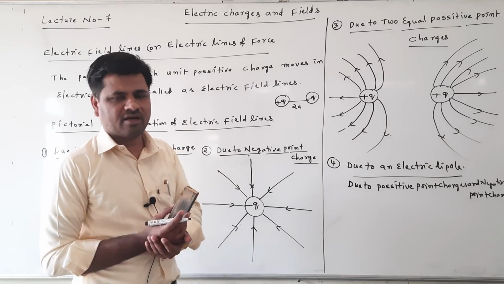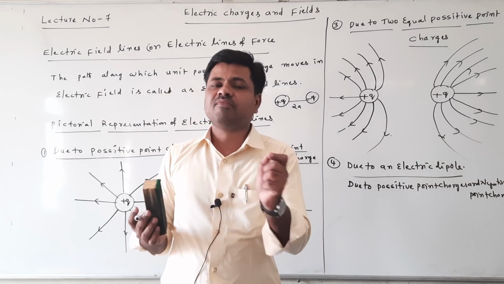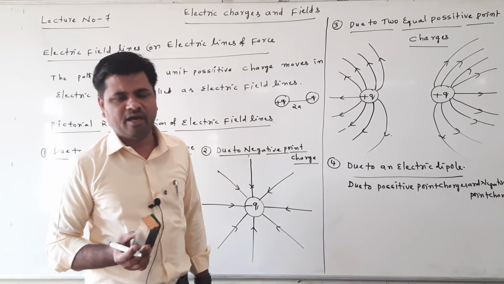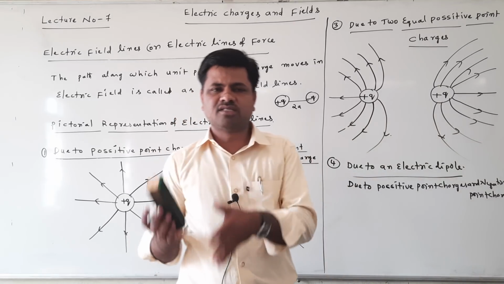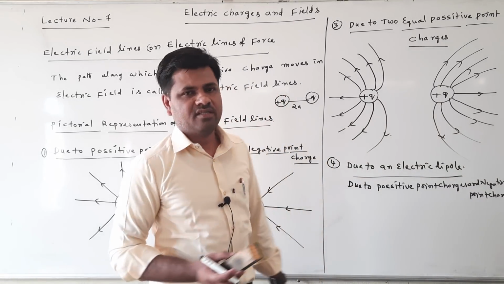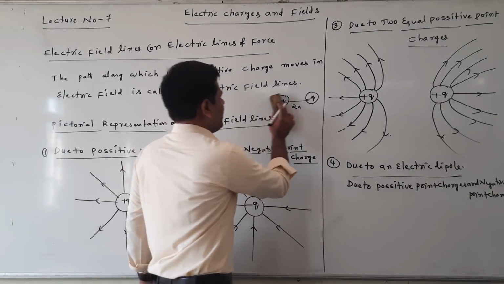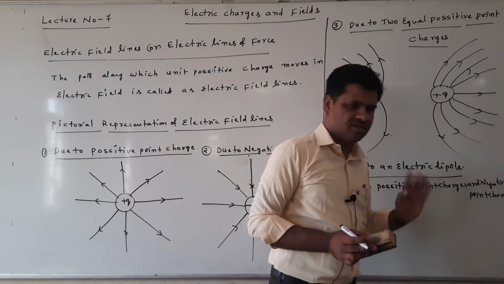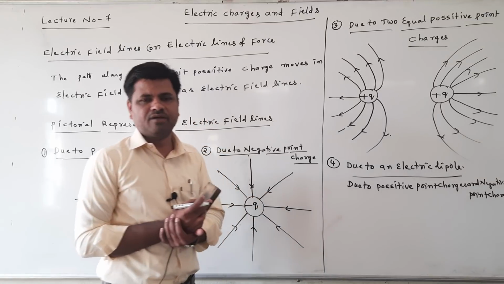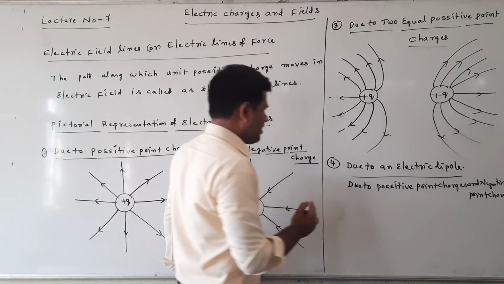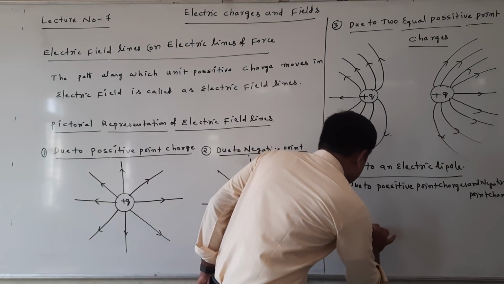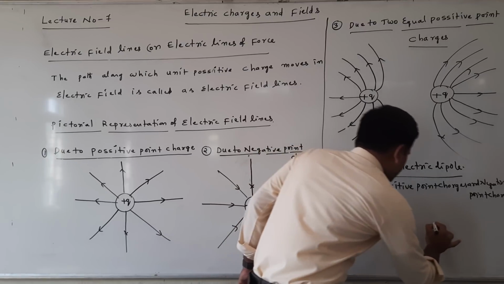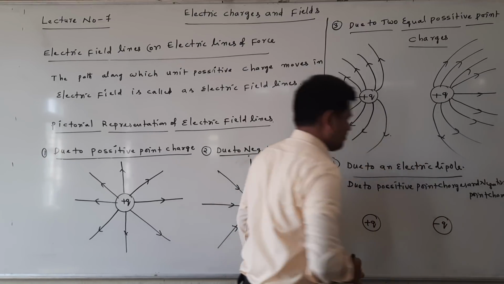An electric dipole is a combination of positive and negative charge, separated by a certain distance. That is called an electric dipole. Here, due to an electric dipole, or due to a positive charge and negative charge, we have taken a combination of the positive and negative charge. One I am taking as a positive charge, another one as a negative charge.